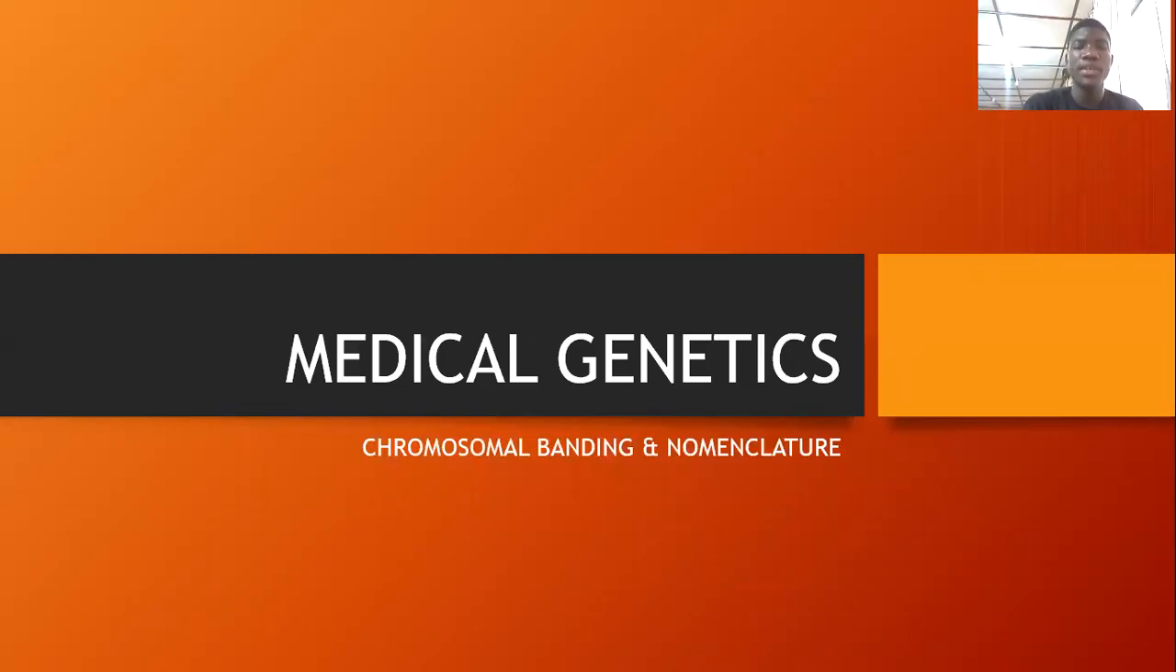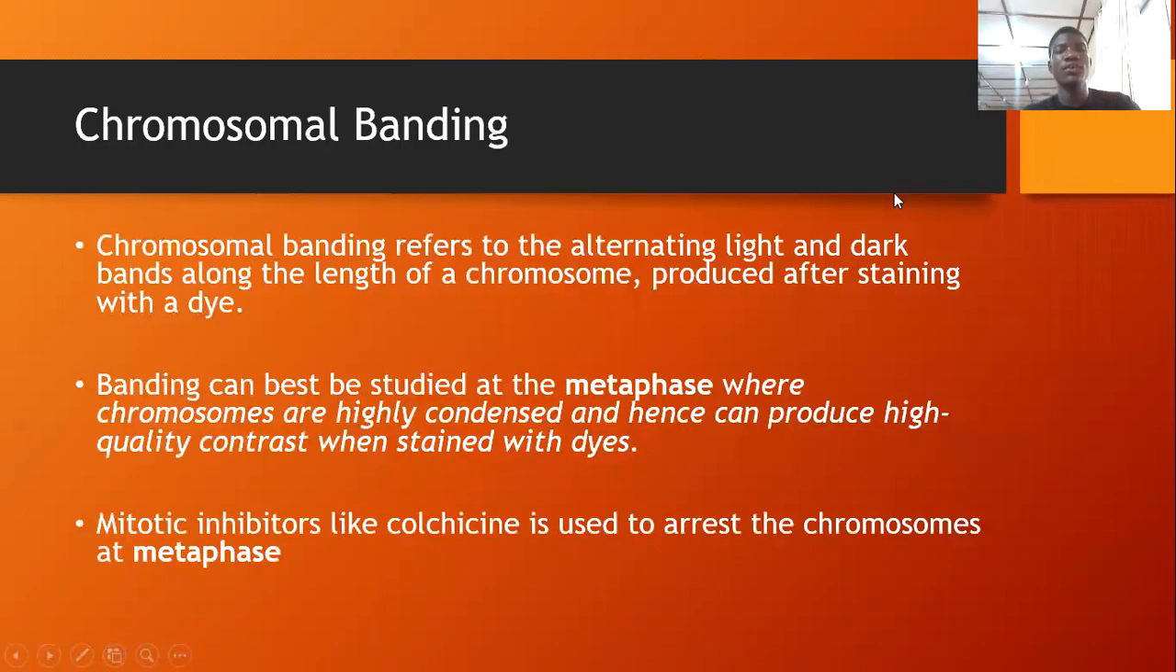Good. So we are looking at medical genetics today on chromosomal banding and then their nomenclature. First of all, what is chromosomal banding? Chromosomal banding refers to the alternating light and dark bands along the length of chromosomes produced after staining with a dye. If you look at your karyotypes, you'd probably find a lot of them. If you watch a video on karyotyping, you would find the dark and then the light bands in them.